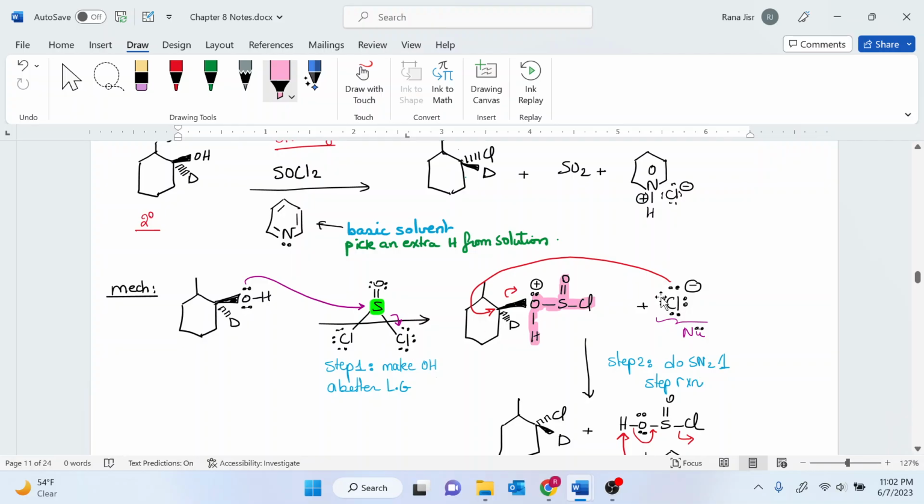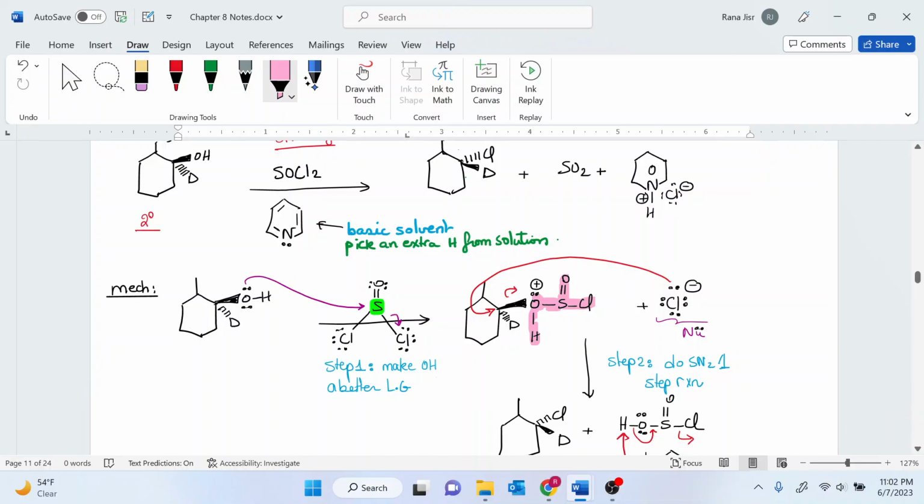And now the chlorine is going to be our nucleophile in the solution that is going to attack in the SN2 mechanism step. So this is an SN2. It's a very fast one. It is a one step. This is a good leaving group. So the chlorine now is going to attack from the opposite side of the leaving group.